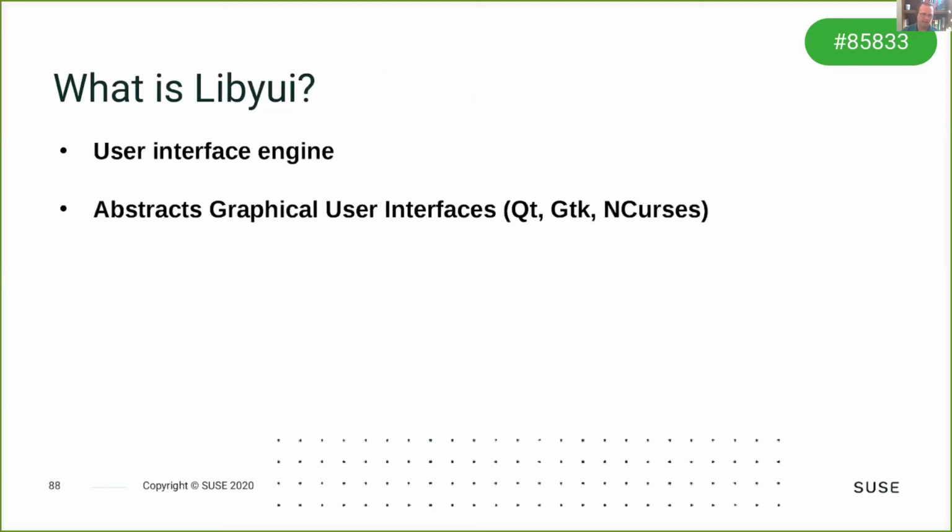So what then is Libyui? It's a user interface engine that provides an abstraction from graphical user interfaces such as Qt, GTK, and ncurses. Essentially, it's a wrapper on top of various GUIs that allow the same application to run in multiple interfaces. The examples I've shown in this presentation only show the ncurses GUI, but these tools can also run in Qt and GTK.